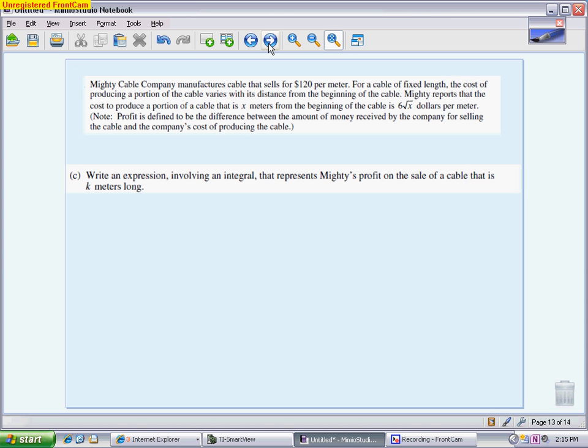Part C wants an expression using an integral that represents the profit on the sale of a cable that is X meters long. So here's where the problem starts to become more generic. When I'm writing my profit equation, I called it P of K. My profit is going to be $120 times the length, which they're referring to as K, so I'm going to use the K. That's how much you're selling it for, $120 for every meter of length of this cable.